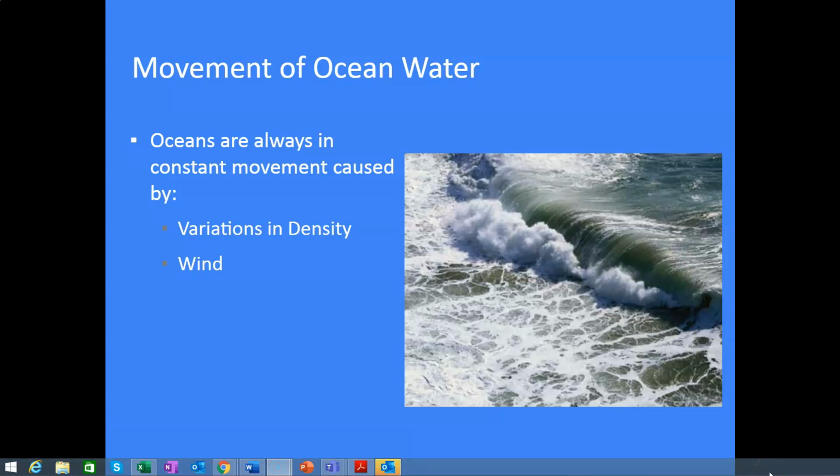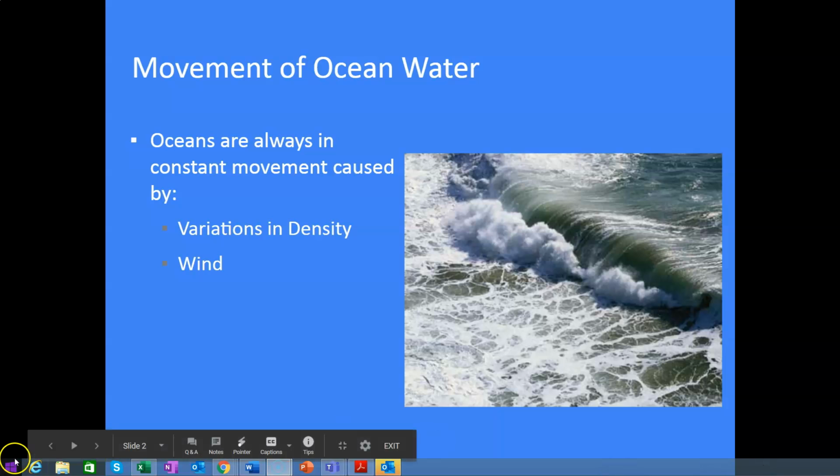We will look further into the variations in density of ocean water. Looking though at the second one, which is wind. The primary focus of wind that we'll be looking at is the trade winds, and also wind taking the surface currents and moving those, the top layer of the ocean, as part of the movement. But we're going to look at wind, the Coriolis effect, and trade winds as our primaries.